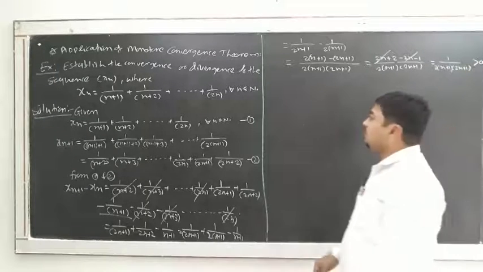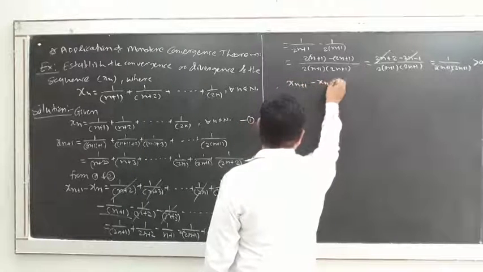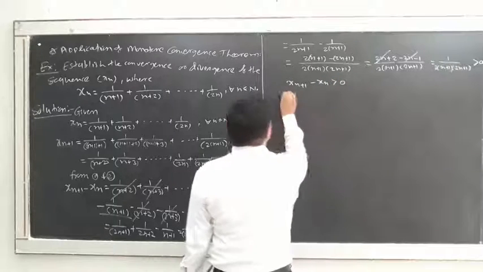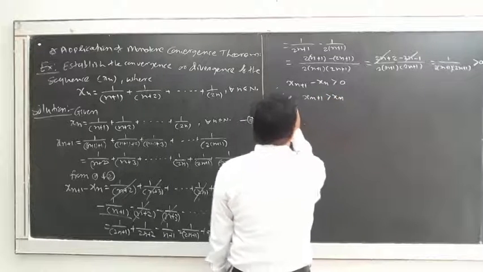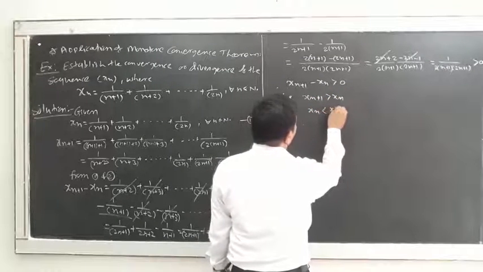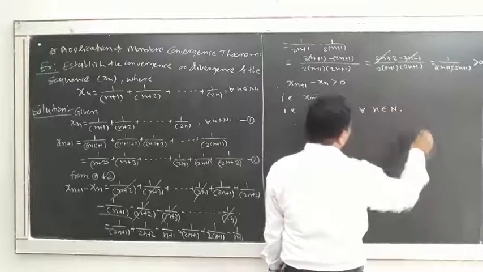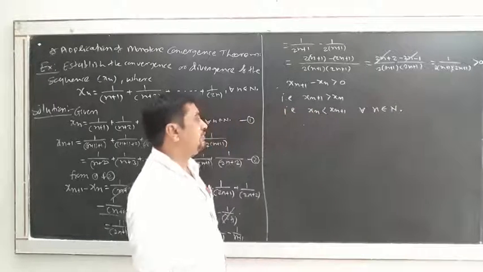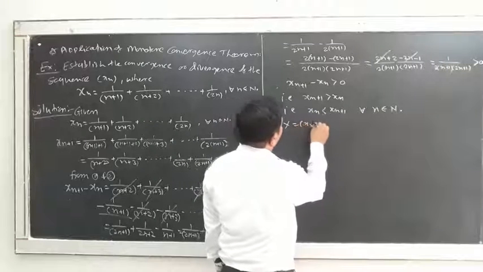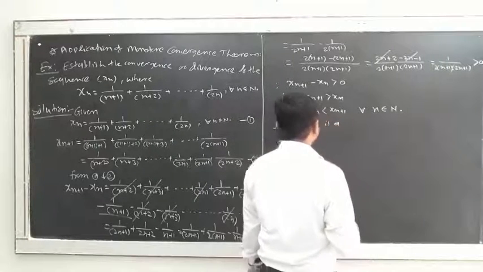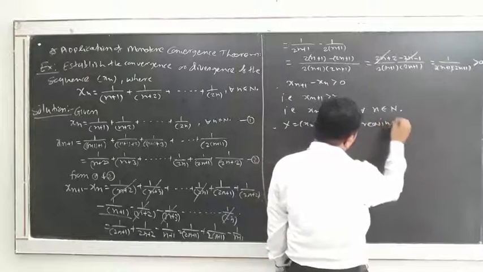It should be greater than 0, and therefore we can write xn plus 1 minus xn is greater than 0, that is, xn plus 1 is greater than xn, that is, xn is less than xn plus 1 for all n belongs to the natural number. Therefore we can say that the sequence xn is an increasing sequence.